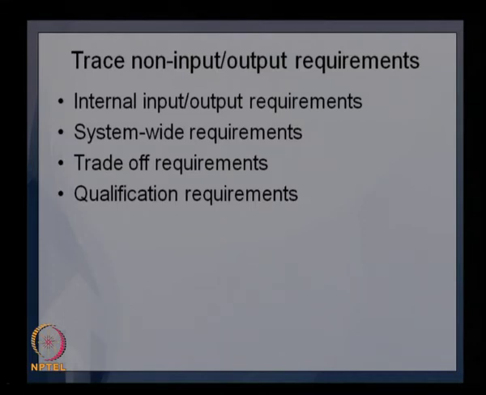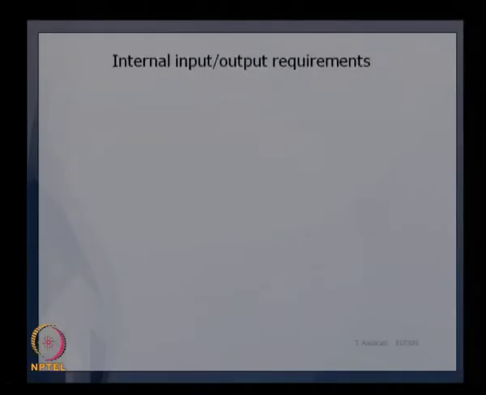The other one is how we get the trade-off requirements, and how we get the qualification requirements of the system. All these things need to be analyzed using the allocation architecture. So we go one by one. We will look at the internal input output requirements, and how we actually trace these requirements and then get the allocation architecture.